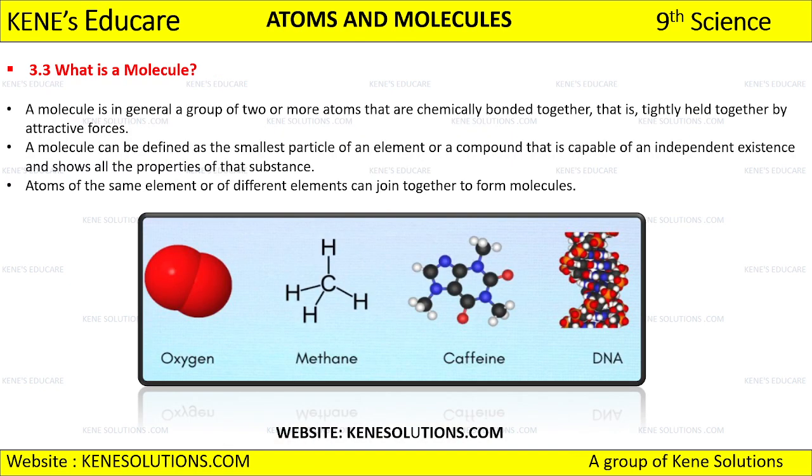After this, we discussed what a molecule is, right? A molecule is made up of two or more atoms which are chemically bonded together, and they are held tightly together by the attractive force. Always remember, we can define a molecule as the smallest particle of an element or a compound which is capable of independent existence, and it has all the properties of that substance. So atoms of the same element or of different elements can always join together and form a molecule.